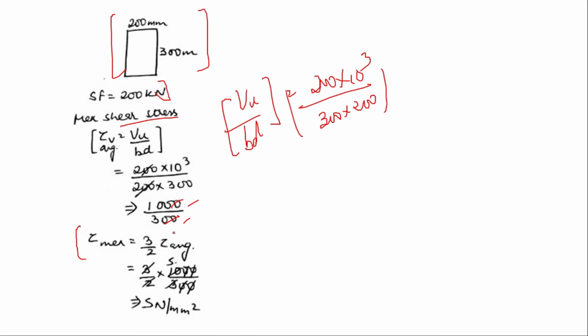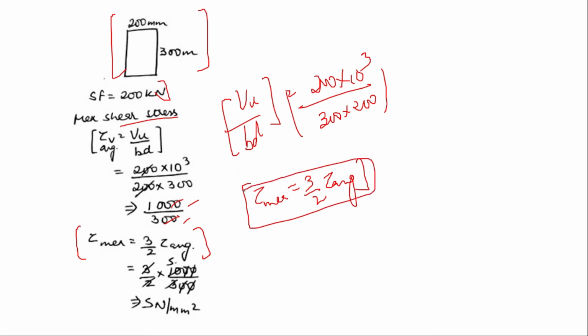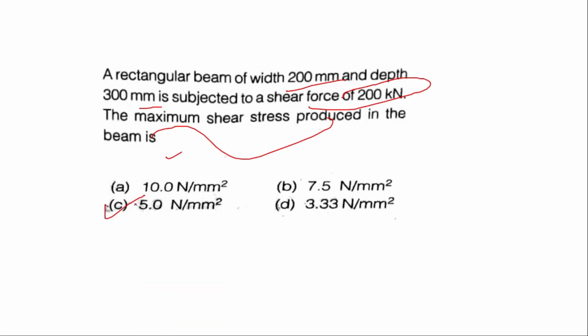Hence, this formula is very much important: tau maximum is equal to 3 by 2 of tau average. You should remember this, as it directly comes to solve in the exam. So tau maximum will be 3 by 2 tau average. When we replace this value, we get 5 Newton per mm square. So the correct answer will be 5 Newton per mm square.